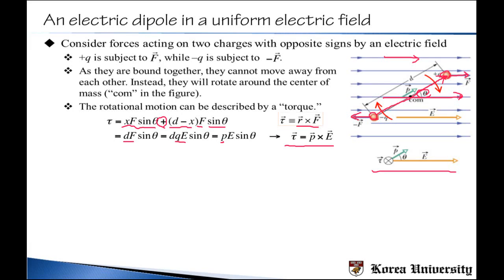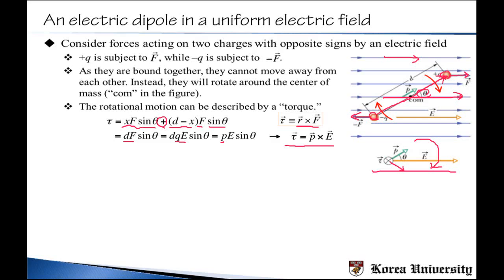If you place your thumb along this torque vector and then make a fist, then the rotation will be represented by your other four fingers. So in this case, the rotation will happen this way. And if you wait a little while, then the electric dipole will be pointing down, because this torque pushed it down.